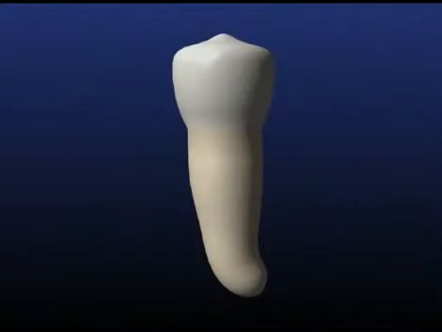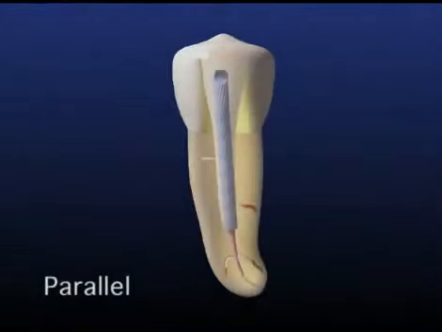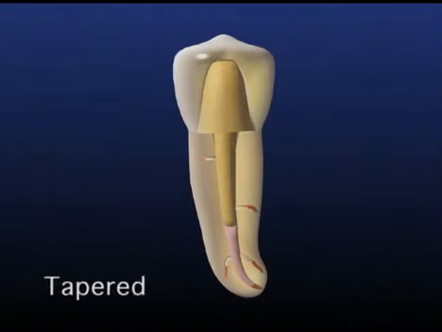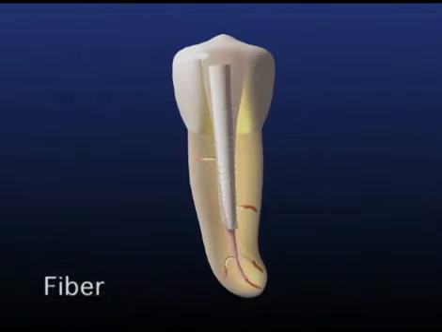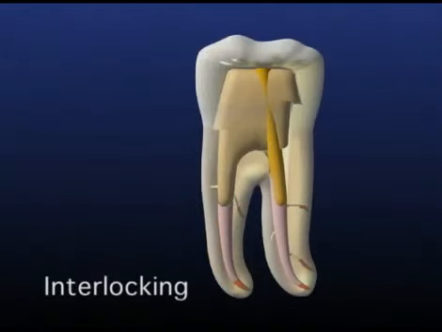In general, posts can be cataloged into parallel versus tapered, like a cast gold post, non-active versus active, like a threaded post, metallic versus non-metallic, like a fiber post. Additionally, certain fricated teeth are restored using interlocking post systems. Let's look at some of these clinical cases exhibiting these post types.